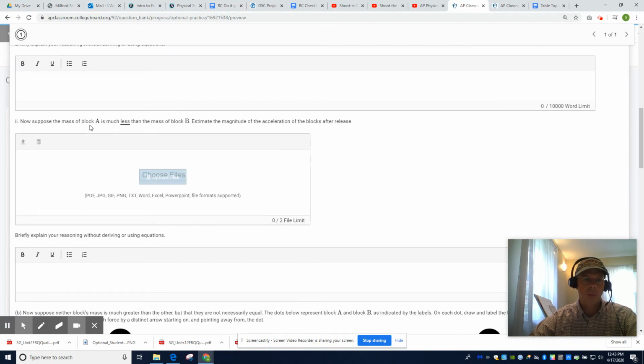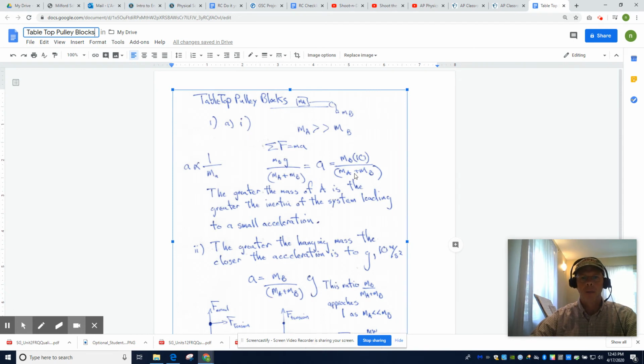Now suppose the mass of block A is much less than block B. Estimate the magnitude of the acceleration. So really, this is why the mathematical model is so important. Now they're saying B is much, much greater than A. So that means this fraction approaches 1. That means the acceleration approaches free fall acceleration. So it's like this inertia, this resistance isn't even there. And that means there's no tension in the string, really. So it would be in free fall if this hanging mass were much, much greater than the table mass.